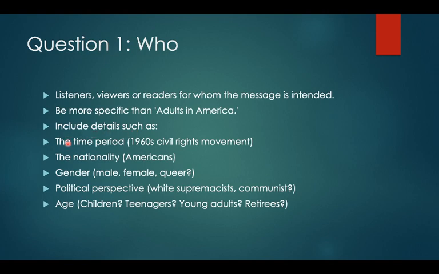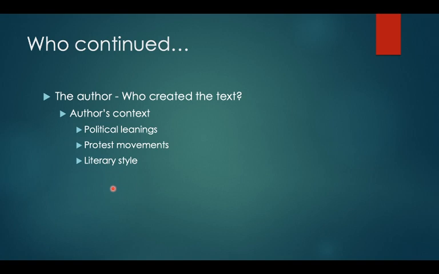You can also include details such as the time period. Is this for people in the 2010s, 2020s, or in a lot of texts that we tend to look at in our course, 1960s civil rights movement audiences, and covered some of these as well. Now, we also need to consider the audience, who created the text, and that means the author's context. So did they have any political leanings? Were they active members of any political groups? Were they involved in any protest movements or literary styles that are important for their work?